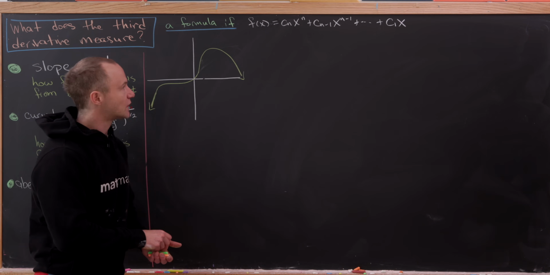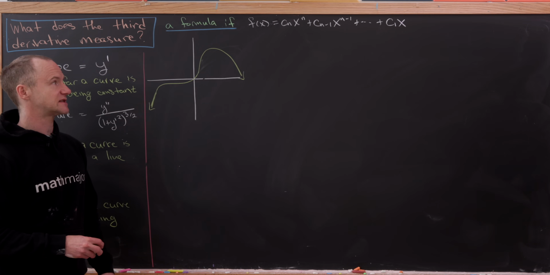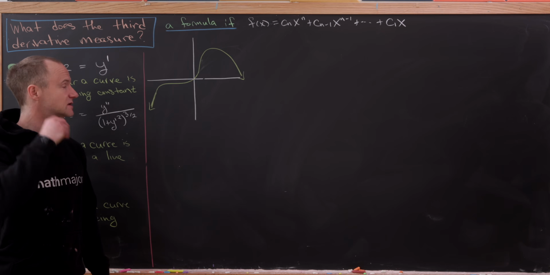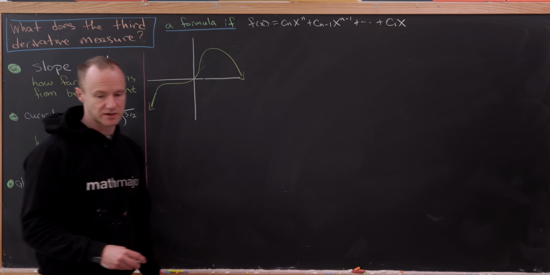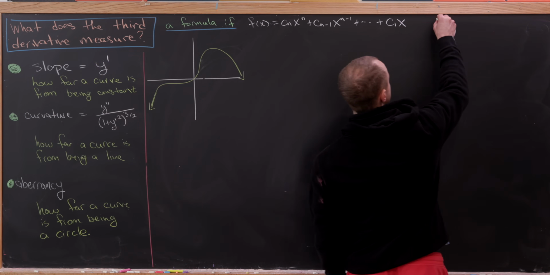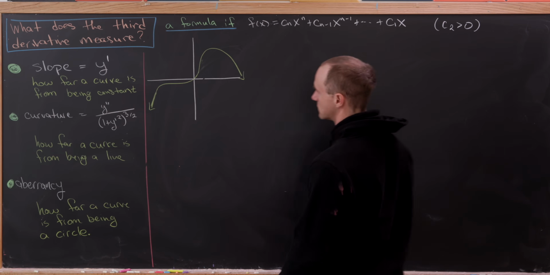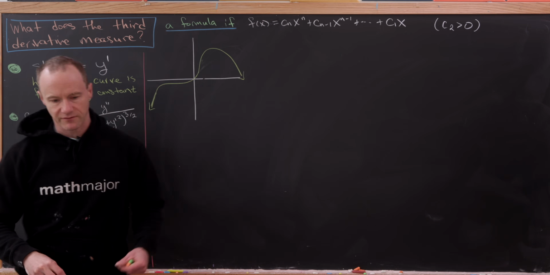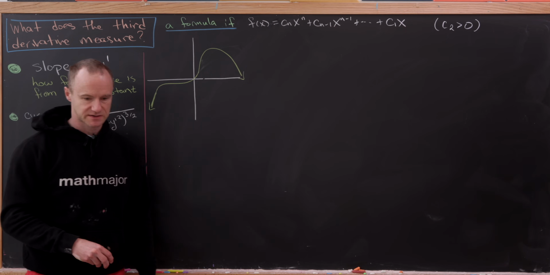Okay, so here's our setup. We've got, like I said, a polynomial, c_n x^n plus c_{n-1} x^{n-1}, all the way down to c_1 x. So that means it's been pre-shifted so that it goes through the origin. Let's also assume that c_2 is bigger than 0, just for the sake of argument; you could repeat this when c_2 is less than 0. That's the second derivative in this case.